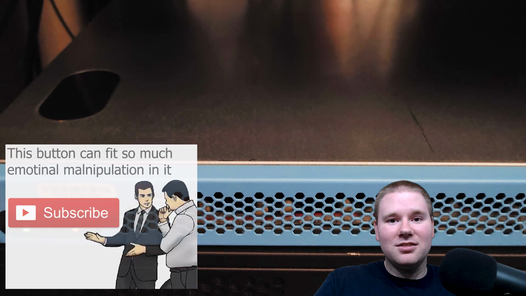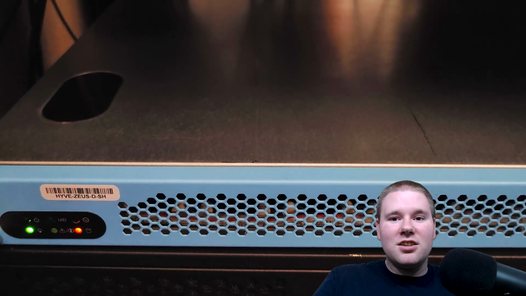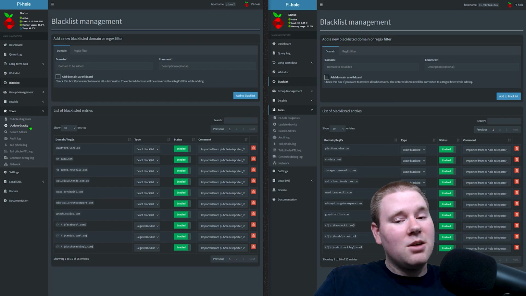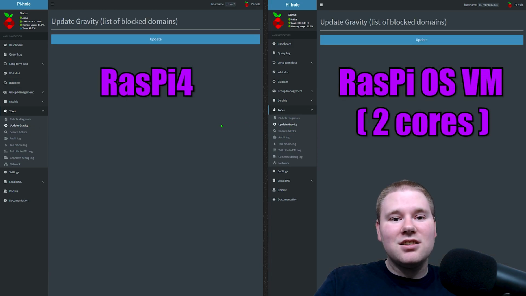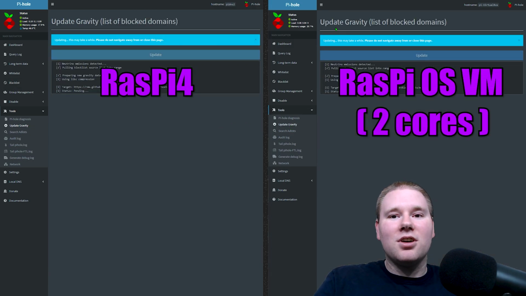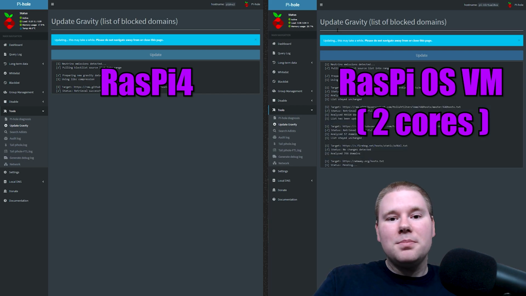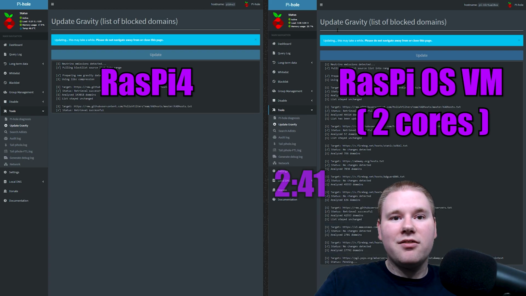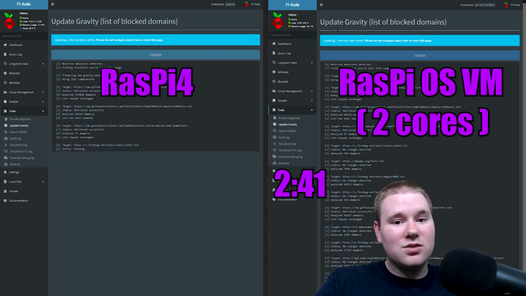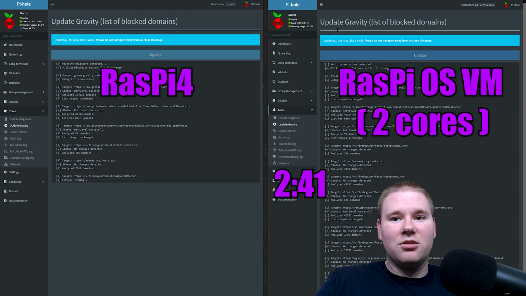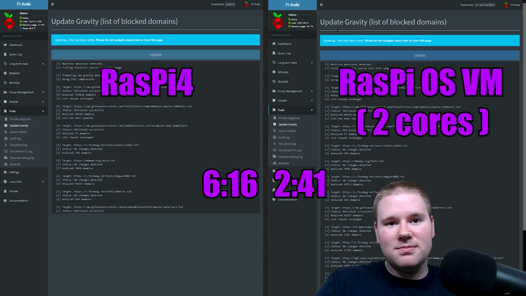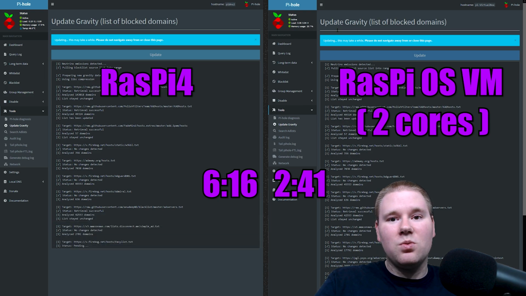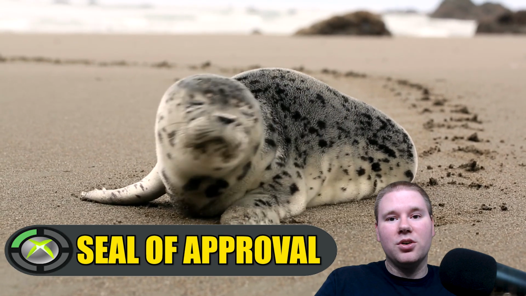Right? This eardrum annihilating Zeus server, unlike most loud cars, is actually fast. Let's take a Raspberry Pi project like Pi-hole, the thing that blocks ads for your whole network. Updating a list of 1.7 million websites takes about 2.5 minutes, only using 2 out of 20 Xeon cores, and on a Raspberry Pi, with all 4 of its cores, over 6 minutes. So the Hive wins round one and brings home the seal of approval.